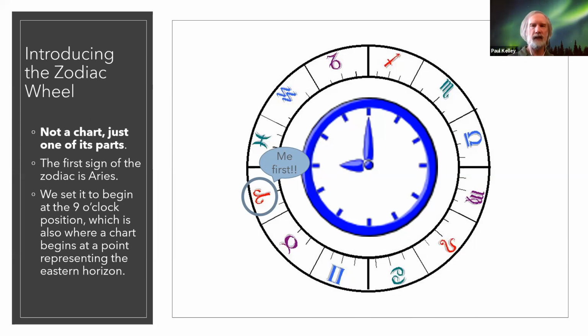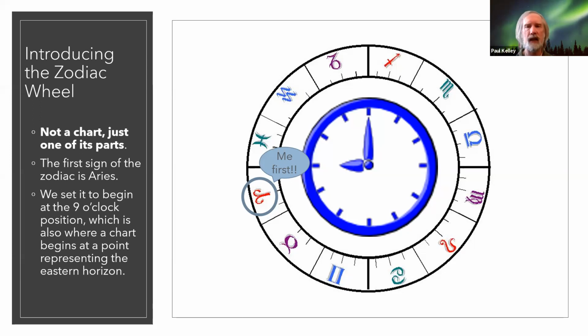I'm giving this lecture on the first day of spring in the Northern Hemisphere. The sun is at 0 degrees of Aries, so it's appropriate that we talk about this. And we're beginning with a zodiac wheel, which always we're going to place the first degree of the first sign, which is Aries, at the 9 o'clock position. There's a reason for doing that. It is where a chart typically begins with the eastern horizon when you do a natal chart.